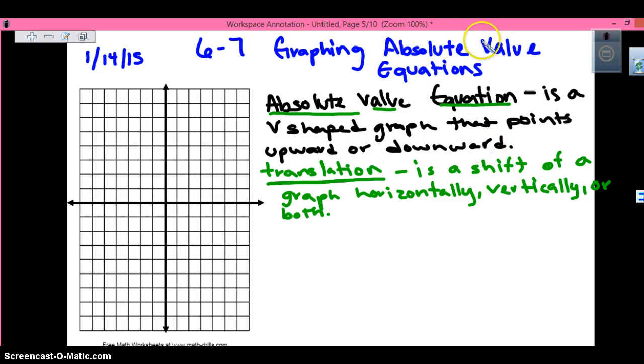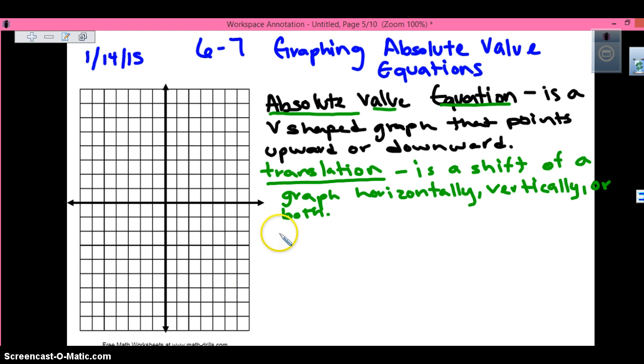Today we're graphing absolute value equations. An absolute value equation is a V-shaped graph that points upward or downward. We're going to be translating the absolute value equations, and a translation is a shift of a graph horizontally, vertically, or both, that results in a graph of the same shape and same size, but in a different position.